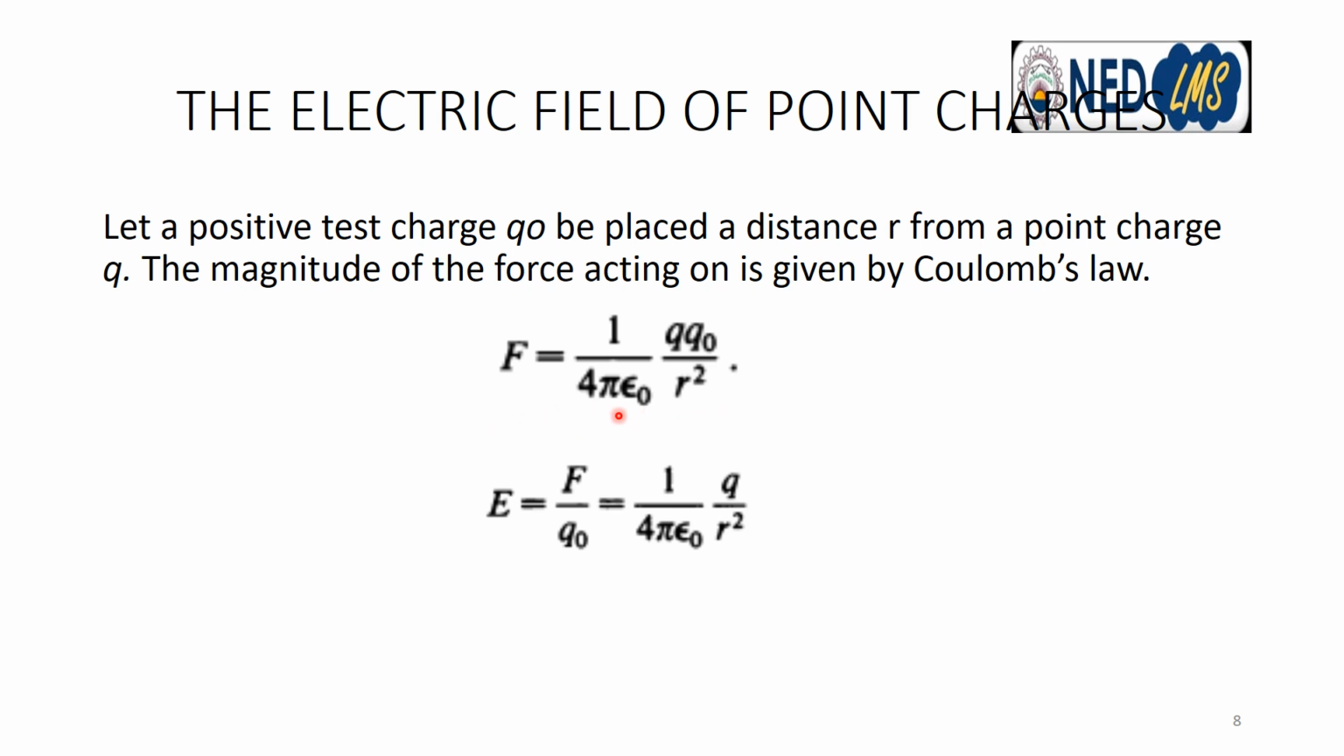And if we place this force in the formula of electric field, E is equal to F over Q0. If we place the value of F into this, what will happen? 1 over 4 pi epsilon naught Q over R square. It means that if we place a point charge in an electric field, the electric field will be K Q over R square. This is the electric field according to Coulomb's law.